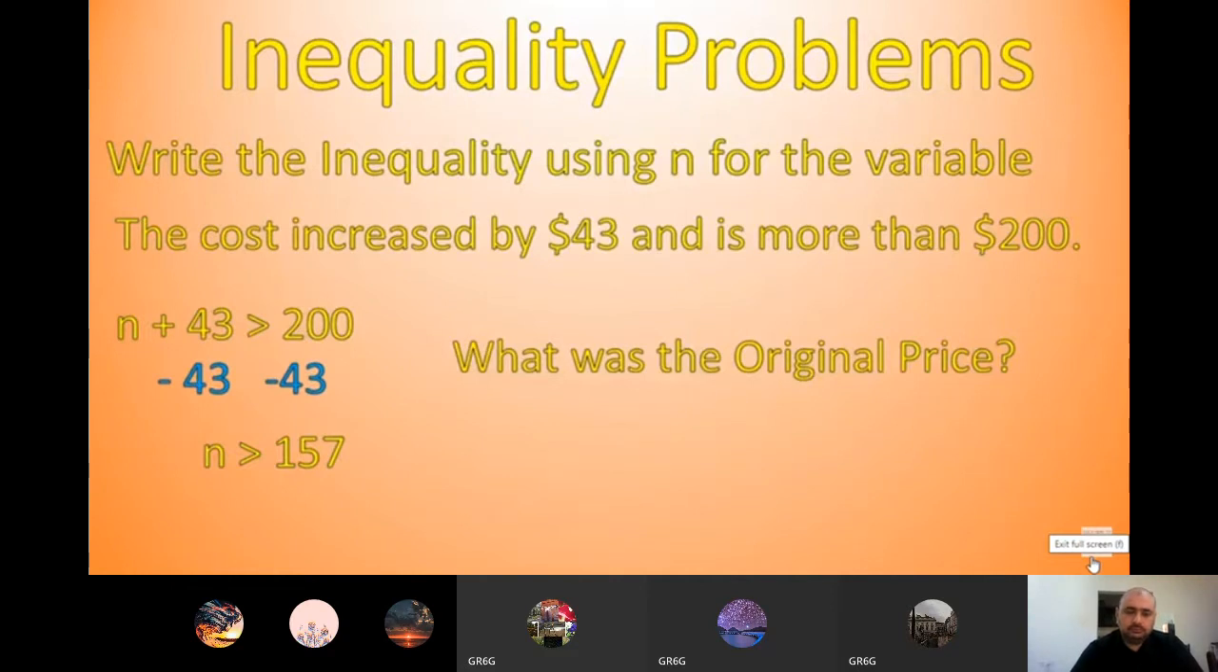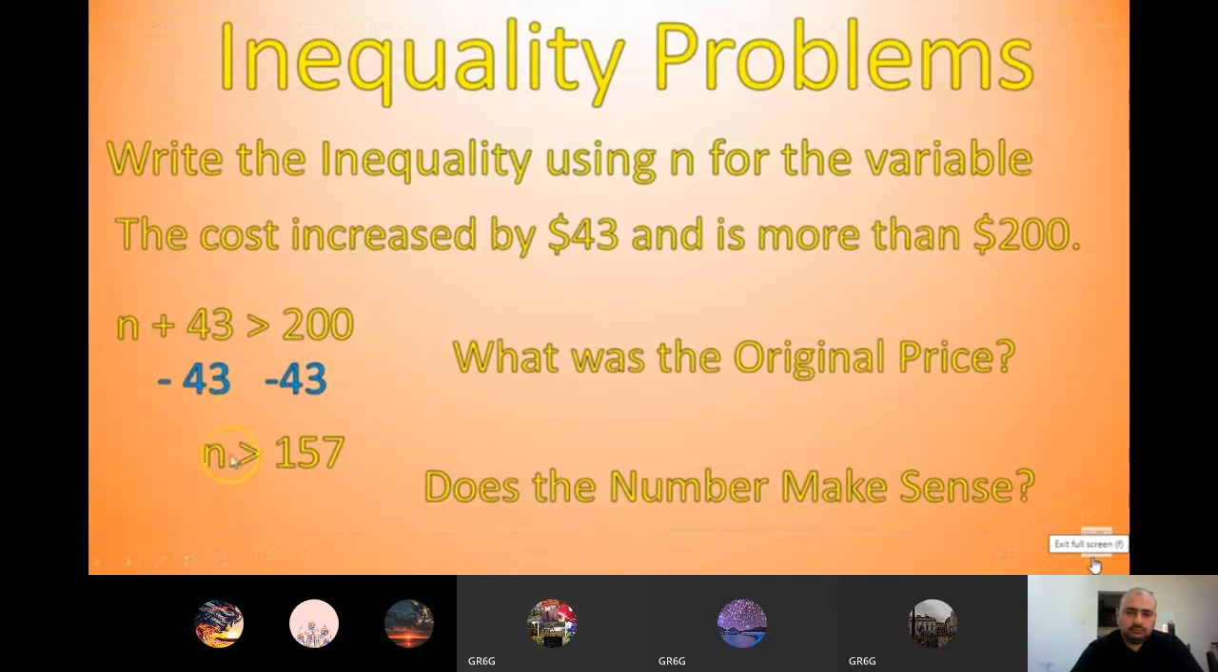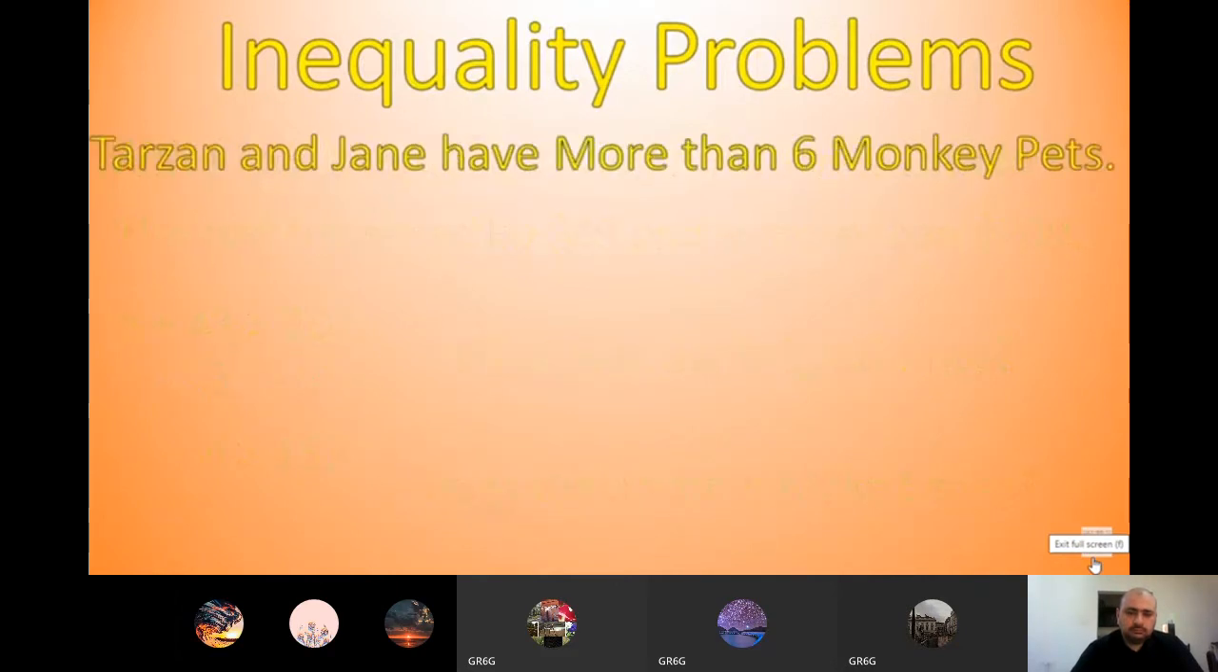We have to also ask ourselves at this point, does this make sense? And the number does make sense. It was greater than 157, because when we added that 43 it is greater than 200. But in some ways it sort of doesn't make sense, because the cost could be more than 200 starting off, right? If our original cost was $500, you add 43, it is more than 200. So it's kind of a funny sentence, as are all of these. They don't make much sense in the real world, but at least the numbers should make sense at the end. Let's go on to another question that makes no sense.